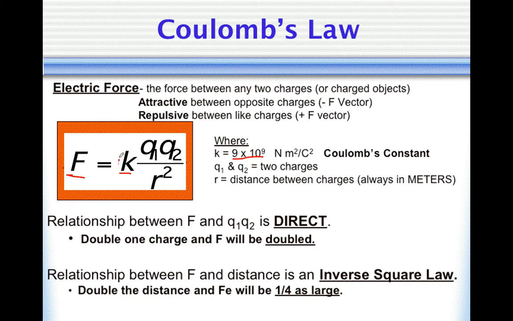Now, K is a really large number because these are going to be really small numbers. Since they're small numbers, we have to counteract it with a constant that is large so that we can use numbers that make sense to us. And that's called Coulomb's constant.